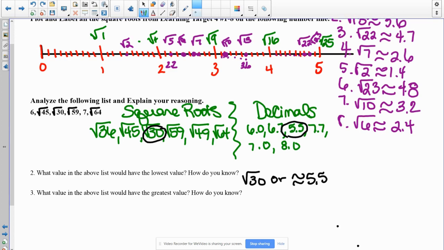Again, let's do it with the highest. So looking at the highest, I got 45. I got, looks like 64. So let me just check. That's lower, that's lower, that's lower, that's lower, that's lower. So the square root is 64. And again, I know that, and I'm just answering this out loud, because the radicand is the highest. And I'm going to look at my decimals. I got 6, 6.7, 5.5, 7.7, 7, 8. Well, it looks like 8 or 8.0, which we know is the square root of 64 is 8. So again, we know because this has the highest value.